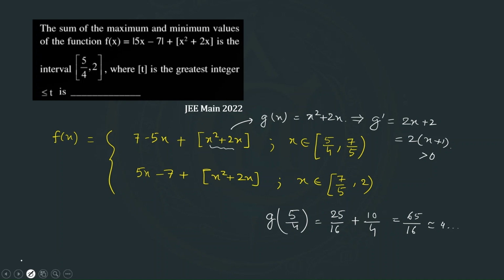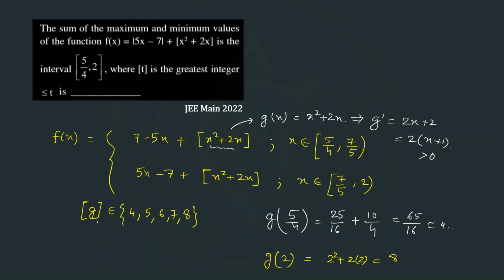And if we calculate the value of g of 2, then it will come out to be 2 square plus 2 times 2. So 4 plus 4 is 8. That means greatest integer of g function will be either 4, 5, 6, 7 or 8. So greatest integer g can take only these 5 values. Let us break them.